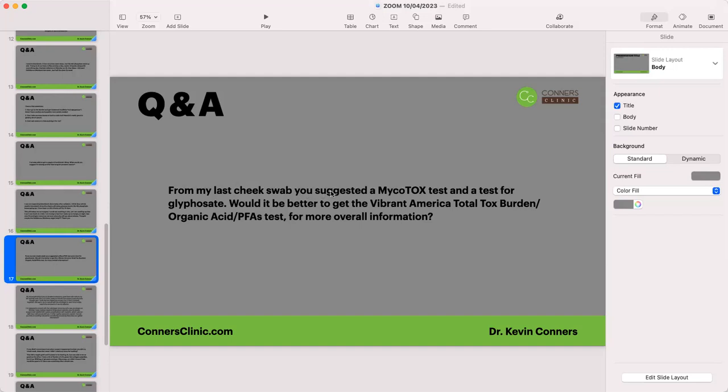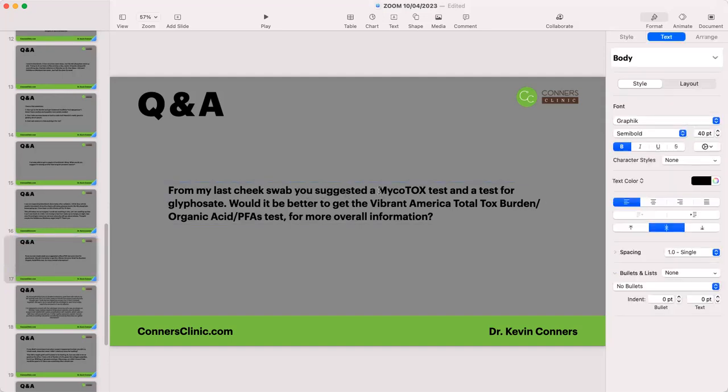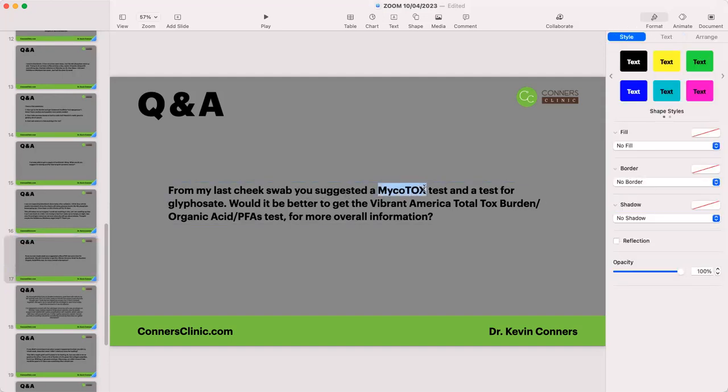From my last cheek swab, you suggested a mycotox test. So the mycotox test is the name of the test from Mosaic Laboratories, used to be Great Plains Laboratories, and a test for glyphosate. So Mosaic has a good glyphosate test too. I like those two tests. Would it be better to get the Vibrant America Total Tox Burden Organic Acid PFAs test for more overall information?